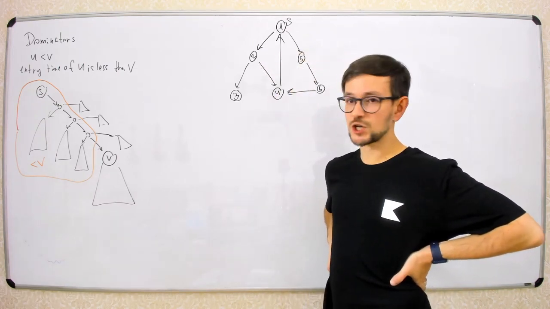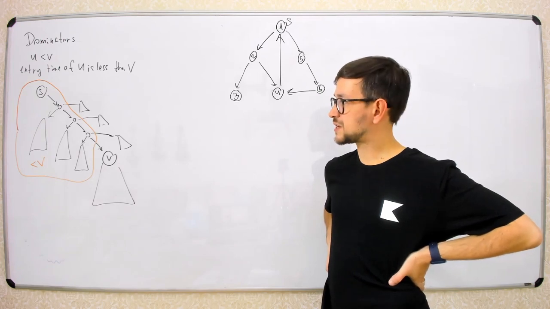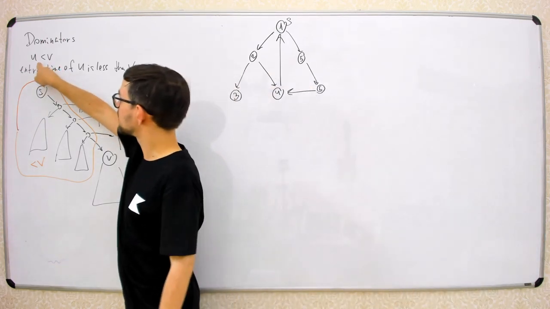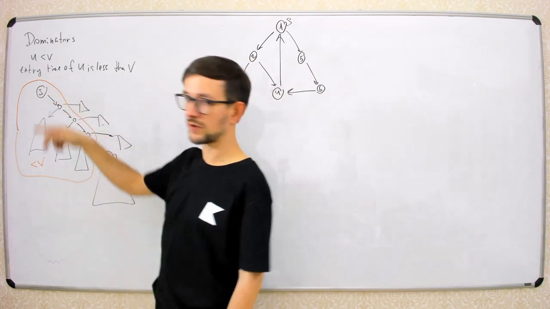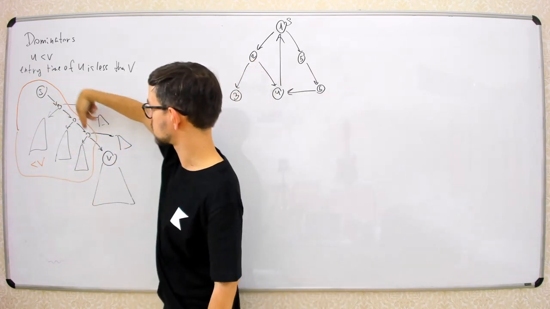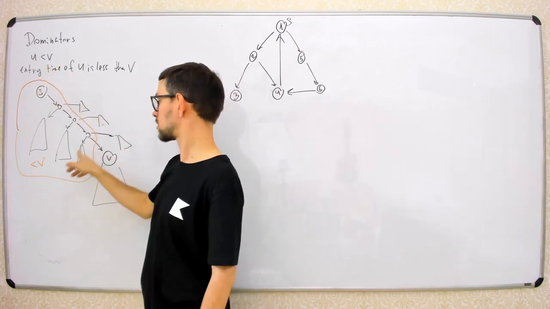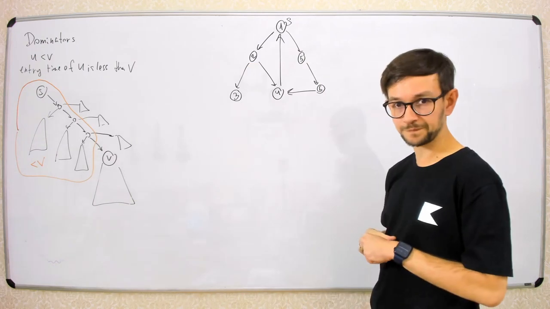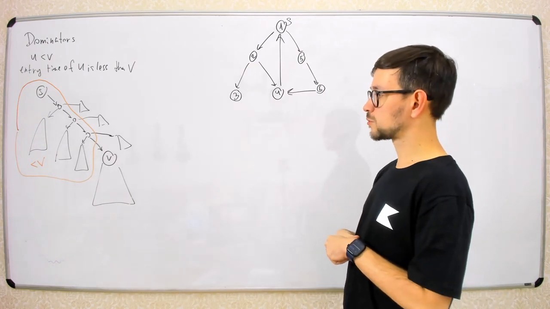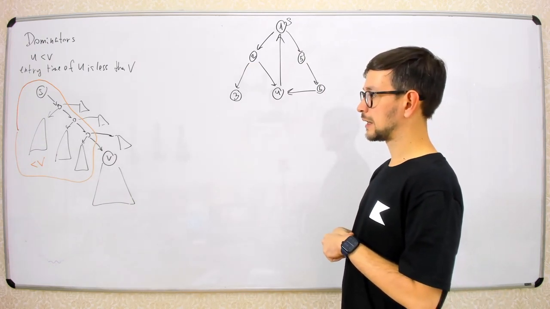Just to understand what's going on. If I say that node U is less than V, it actually means this node U belongs to this part of the graph. It's either one of the ancestors of V, or U belongs to some of these subtrees. Hope it's clear enough.